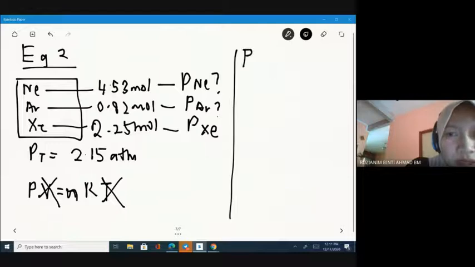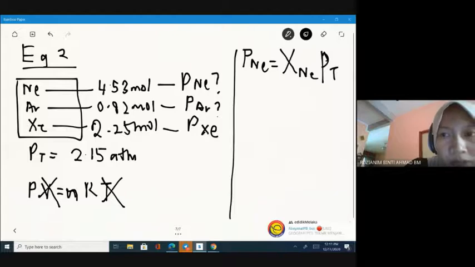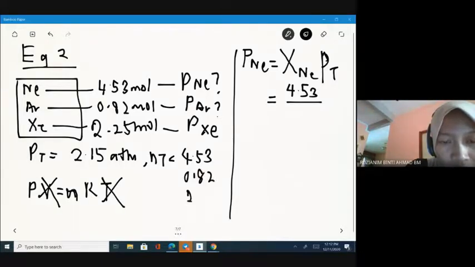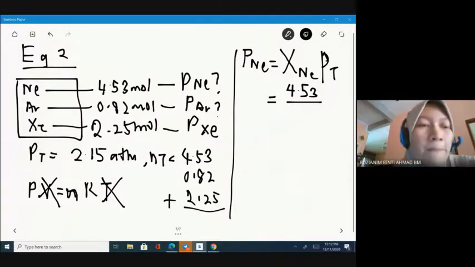So first, I calculate the partial pressure for neon. It must be equal to the mole fraction of neon times P total. So the partial pressure for neon, according to the mole of neon, the mole of neon is 4.53 over n total. So we calculate n total first. n total must be 4.53 plus 0.82 plus 2.25. So this is the value of n total. What is the value of n total here?